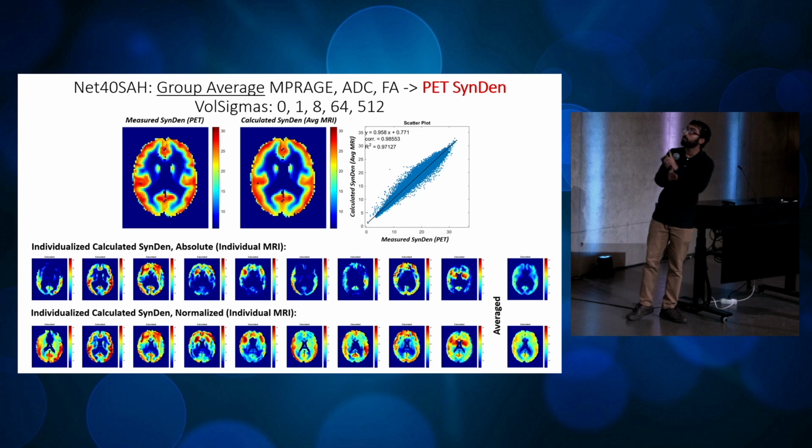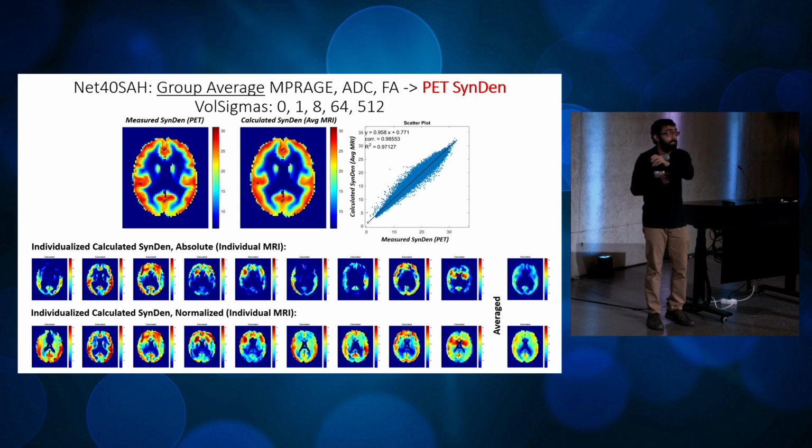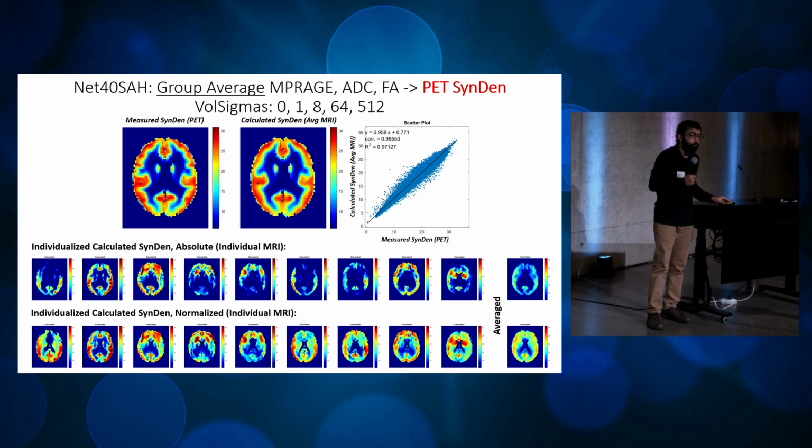So on the top left, you can see the group average synaptic density data set. That's our gold standard. For this network, we did group average to group average training. So we averaged the 9 ADNI subjects and used the group average synaptic density as output. And you can see the individual predictions on the second row. So it's not predicting the kinds of patterns we want to see. We do not see the distinction between gray matter and white matter that we see in our original data set.